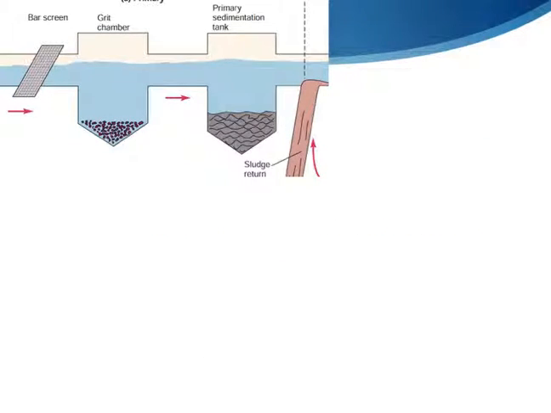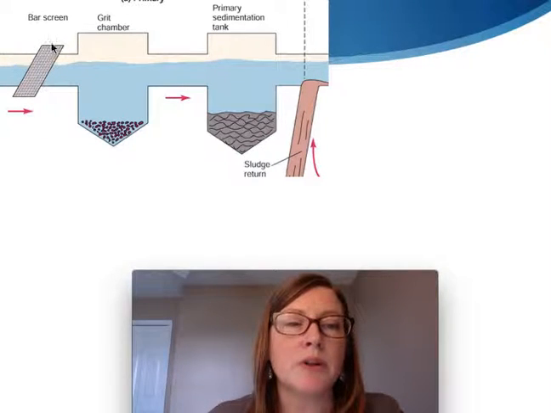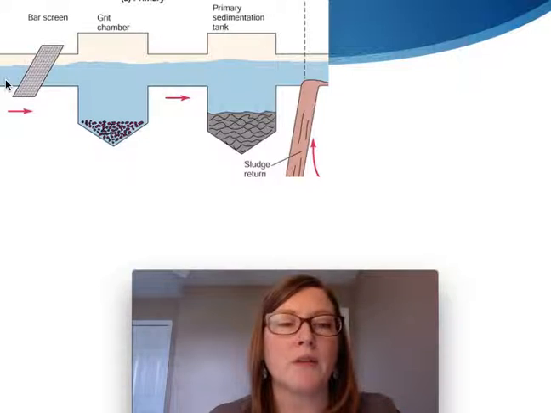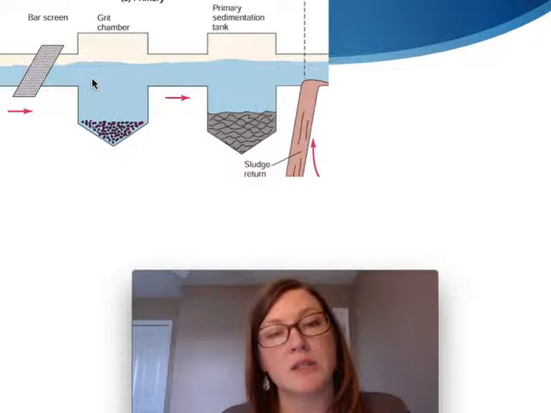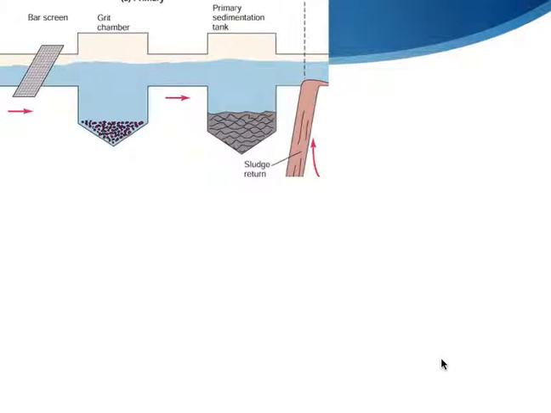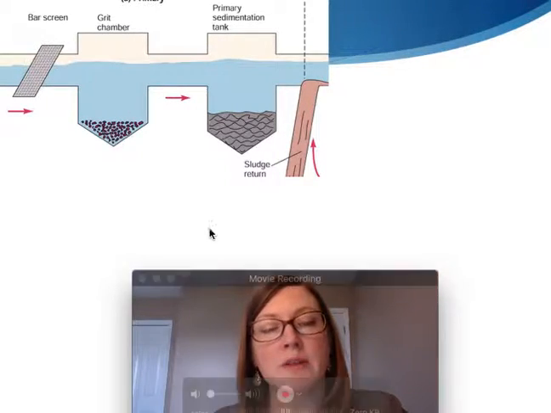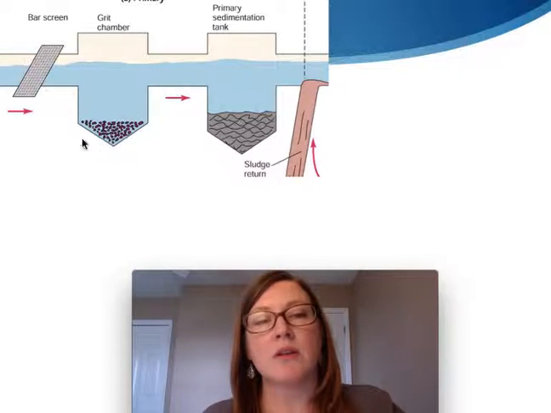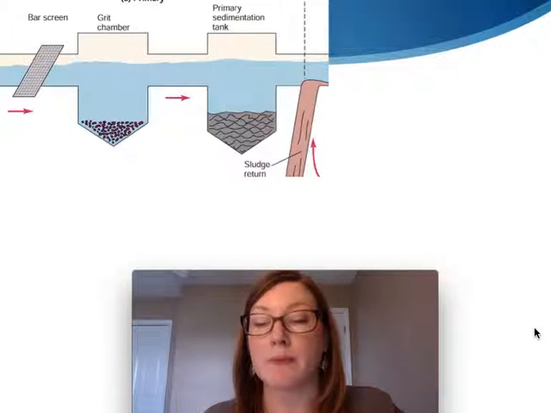Okay, and you can see here's a bar screen. It's going to be the first system that comes into place as material flows into this wastewater treatment plant. There's our grit chamber, and the grit chamber is going to allow water to settle out the grit in that system, and then we're going to go on to secondary treatment. So let's take a look at that.